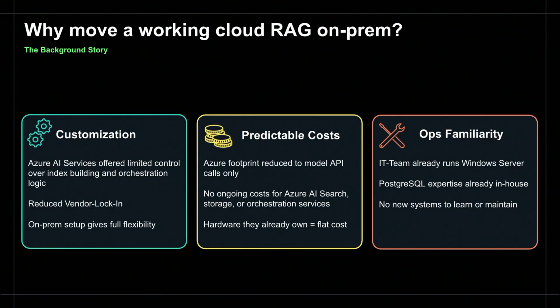And last but not least, the ops familiarity. So the IT team of the customer already had the Postgres expertise, and they wanted to run everything in Docker on the Windows server. So there is no new system to learn or to maintain. So the question became, what is actually the right stack to use here?